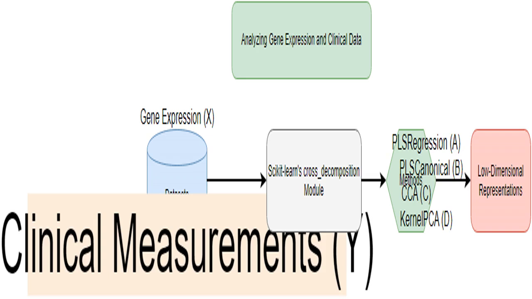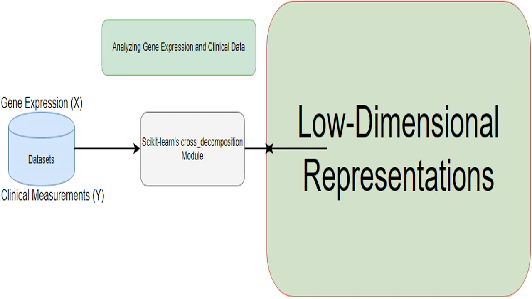This dataset contains various clinical information about patients. That could be things like age, weight, disease severity, or treatment response. This data is what I'm trying to link to gene expression. Both X and Y have many dimensions, lots of genes and clinical measurements. That makes it hard to analyze.